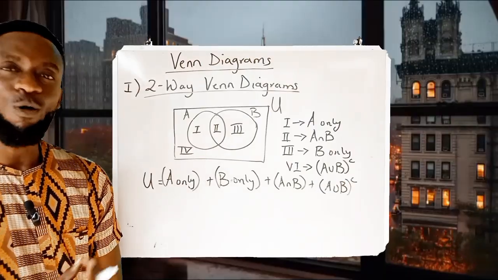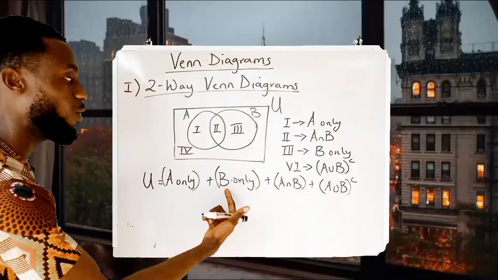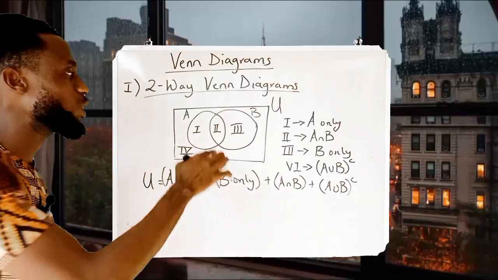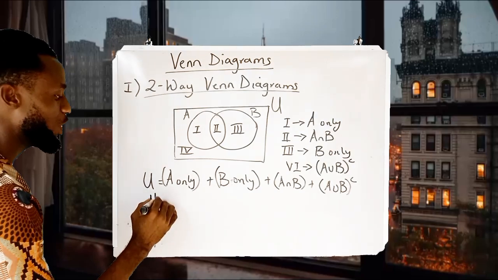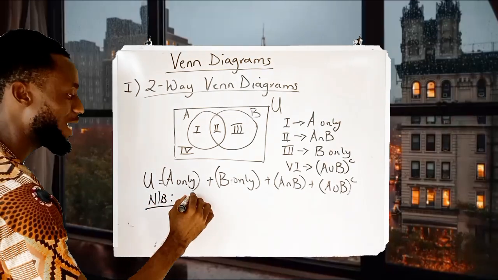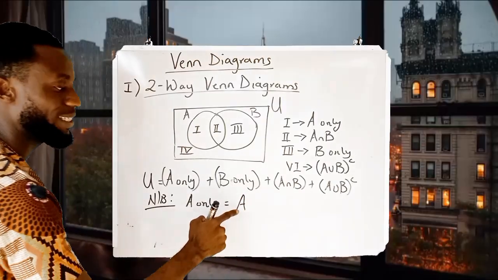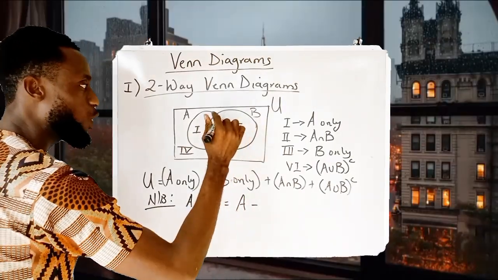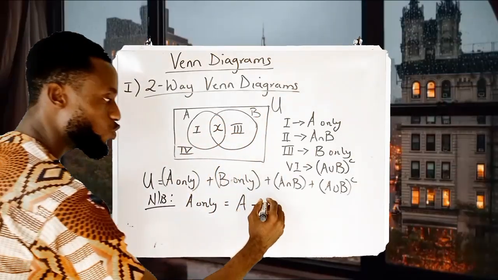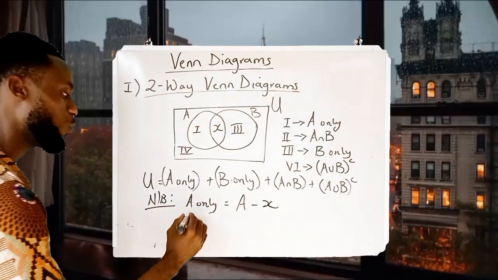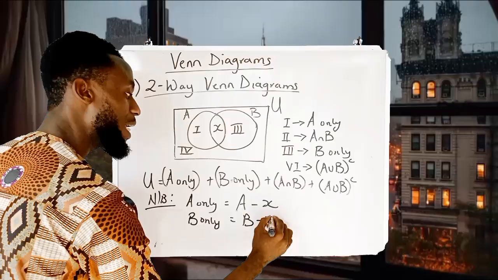I did not specify only geography or only physics. So how do I get only the first and only the second without having the digits of the intersect within them? What you must know is that to get A only, you will always do the total you find in A minus, let me call the people in the intersect X, okay? You will always do A minus X. If you want to get B only, you will always do B minus X.